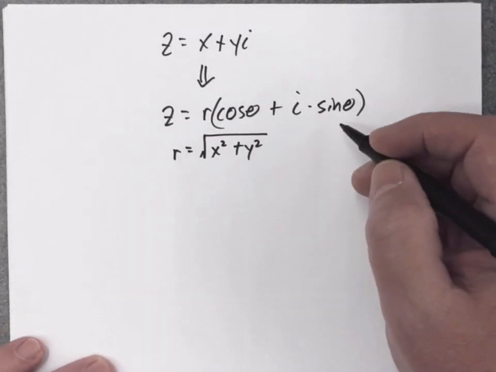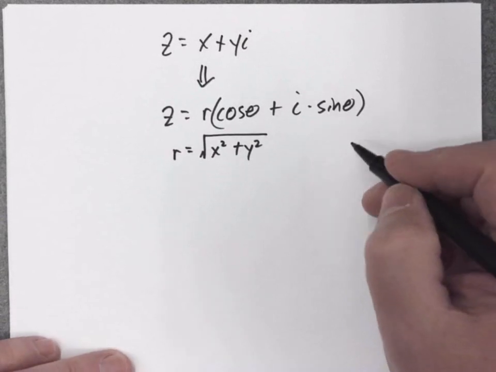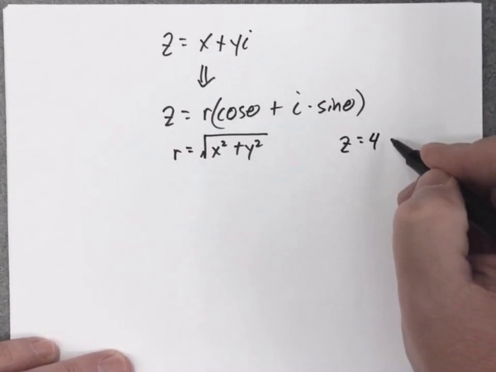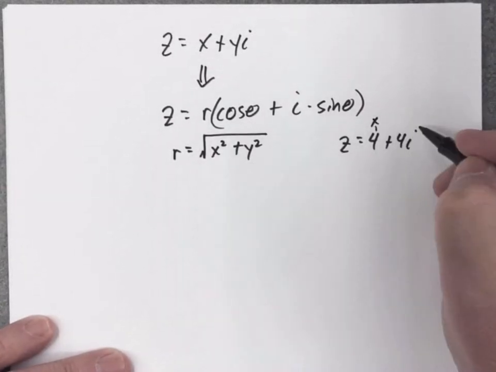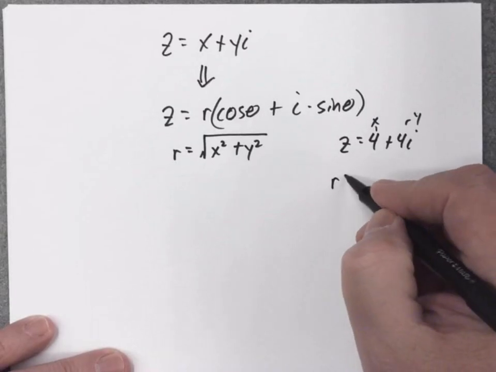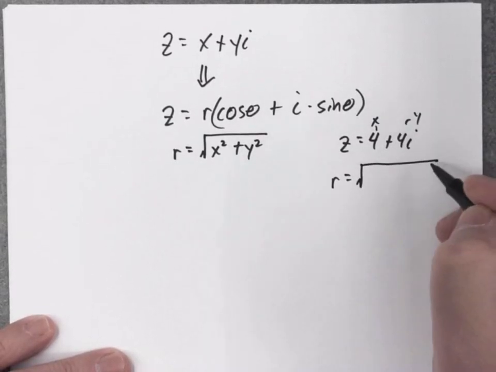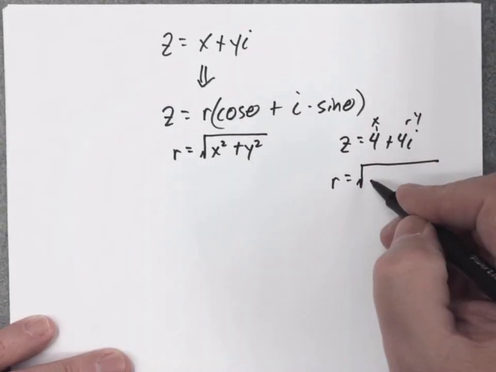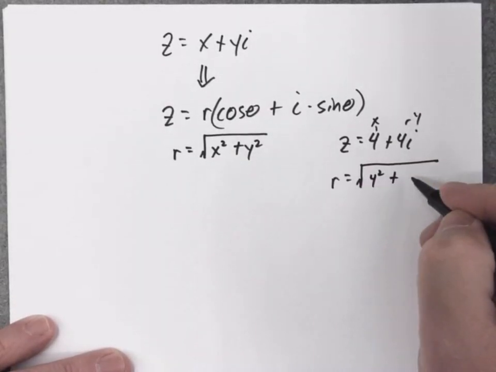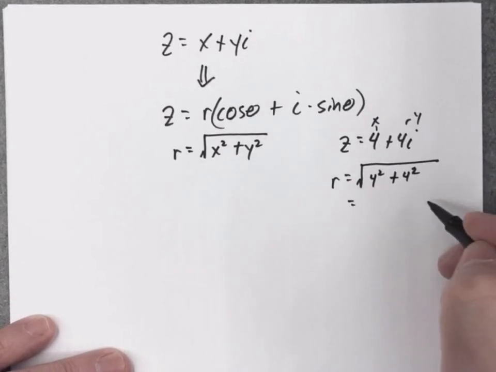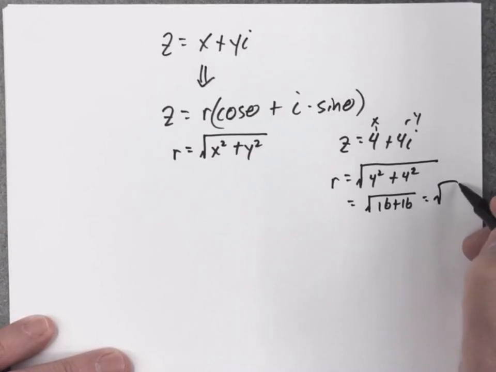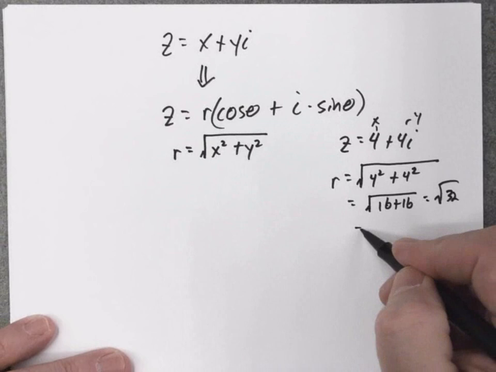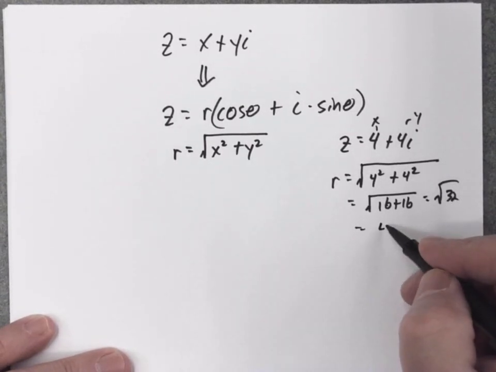So let's just go ahead and work out a problem. That problem I gave you a minute ago was z equals 4 plus 4i. So here's my x and here's my y. r is the square root of my x squared, 4 squared, plus my y squared, 4 squared. So this is 16 plus 16. Now if I simplify that, 16 times 2, a 4 comes out.